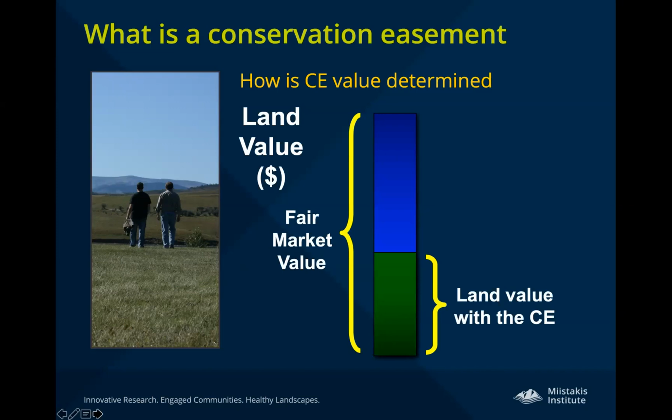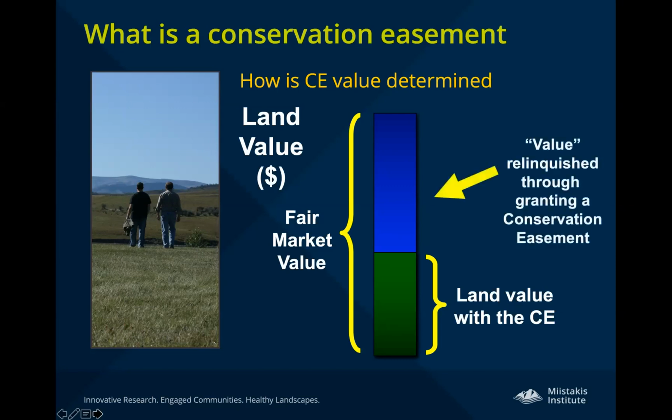So remember, you've got those restrictions. You can't subdivide it. You can't have a number of building opportunities. There may be no building opportunities. In that case, a lot of the financial value of the land is dramatically decreased, especially if you're in an area where there is significant development pressure, and that pressure is really driving the fair market value. So the difference between those two is considered to be the value of the conservation easement.